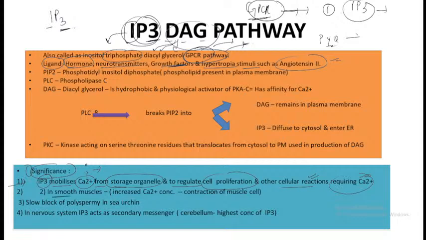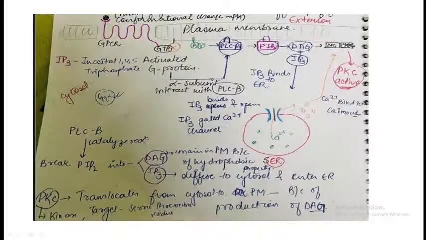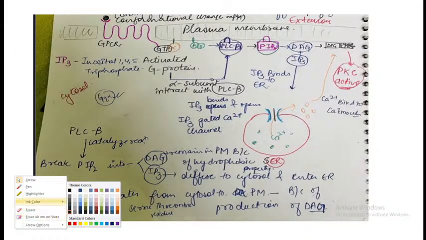Okay. Next, in the smooth muscles, increased calcium ion concentration helps in the contraction of the muscles. It is also used in the slow block of the polyspermy. In the sea urchin, it is one of the topics of developmental biology. And last is in the nervous system, the IP3 acts as a secondary messenger, in which the cerebellum has the highest concentration of IP3.